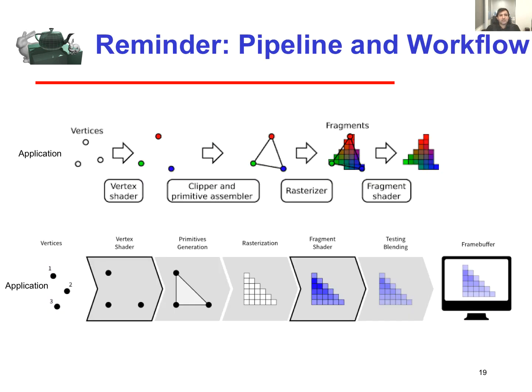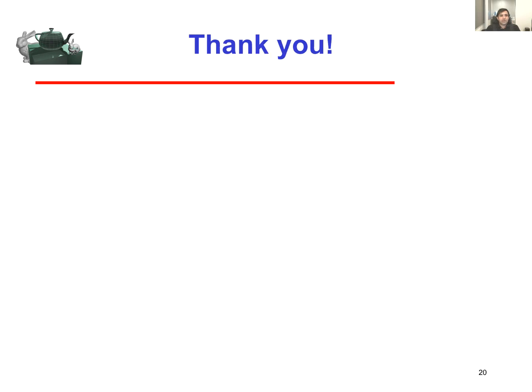Here is just a reminder of the WebGL workflow. We start at the application, and the last stage of the pipeline is the frame buffer, which is displayed. In the next lecture, we will talk about carrying out the lighting calculations in the shaders, doing them in the vertex shader or doing them in the fragment shader. We'll go over two interpolation methods for performing these calculations.